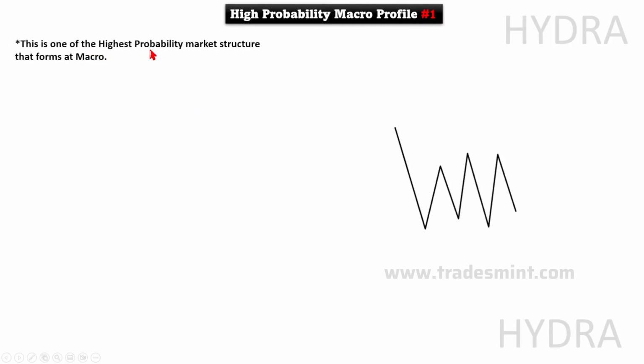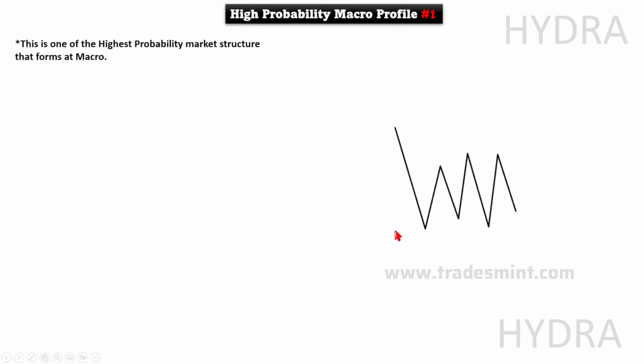So let's start with our high probability macro profile 1. This is the first macro profile that I'm going to share with you all. So for that, let's look at the structure. This is the structure that we are looking at. Price is consolidating here. We have a relative equal high here, a relative equal low here, below this swing low. It's just a structure. I'm going to show you the whole market and how this looks inside the market very soon, so hang on. This is one of the highest probability market structures that forms at macro.